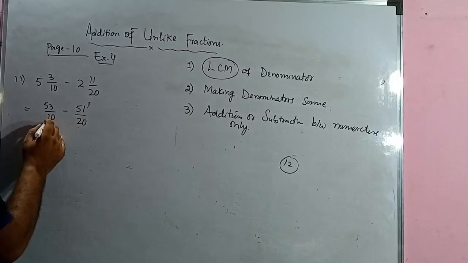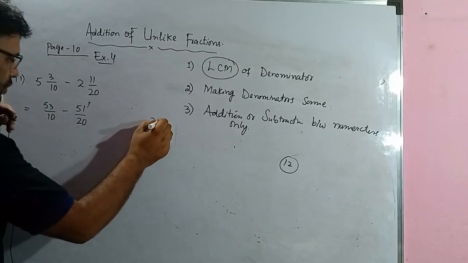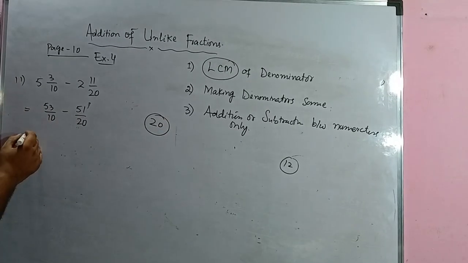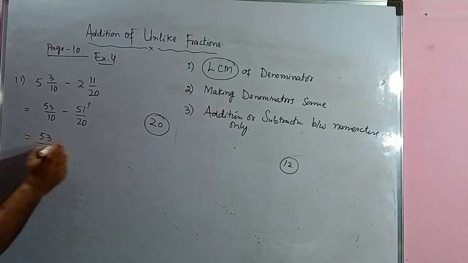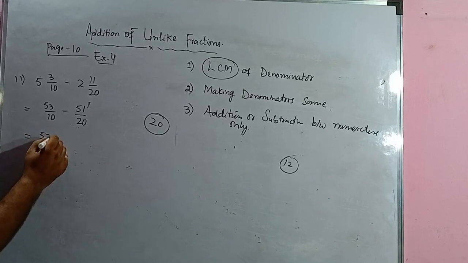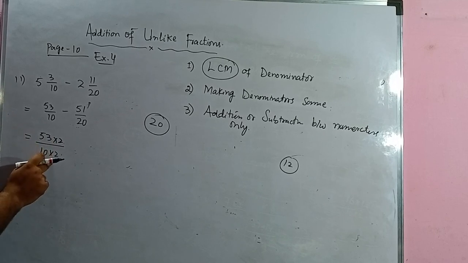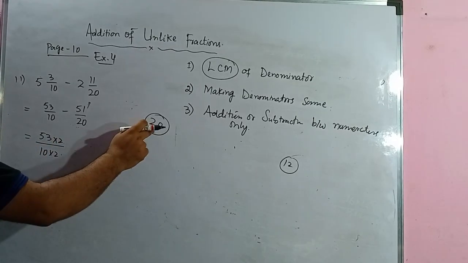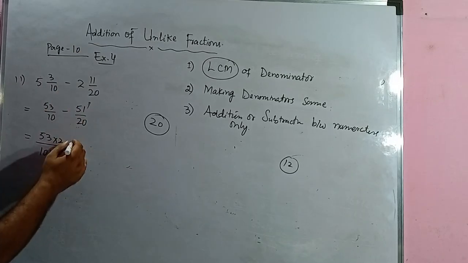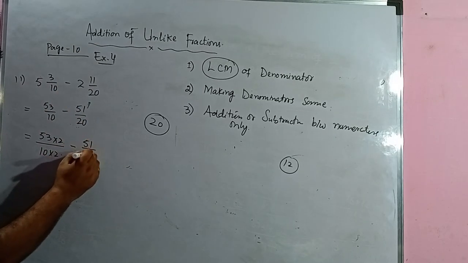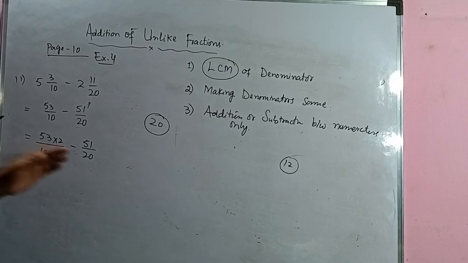Now you can see the LCM between 10 and 20. It will be 20. You can check it. So I will write 53 divided by 10, into 2, into 2. Why am I multiplying by 2? You know the reason, because I need the 20 here, because 20 is the LCM. You can use the method to find the LCM also. Minus 51 by 20. Here I don't need to do anything, because it is already 20.